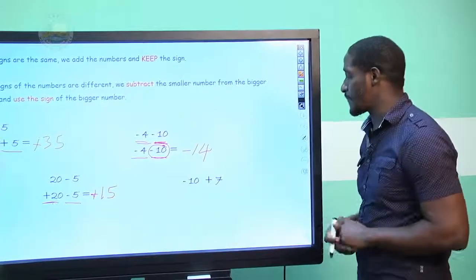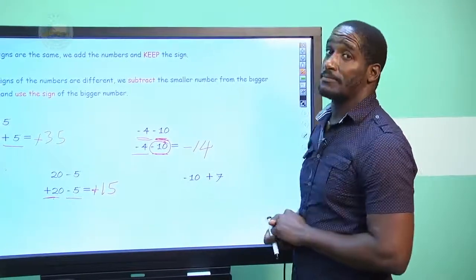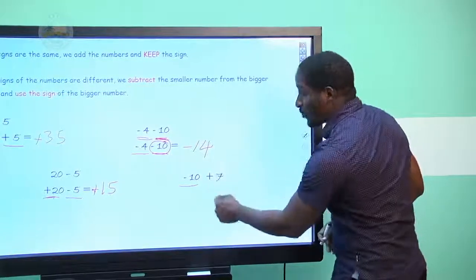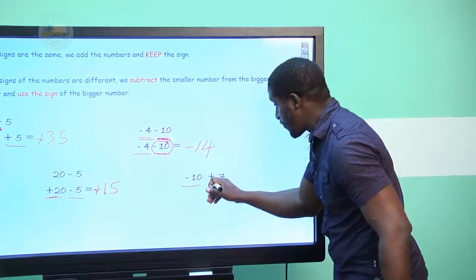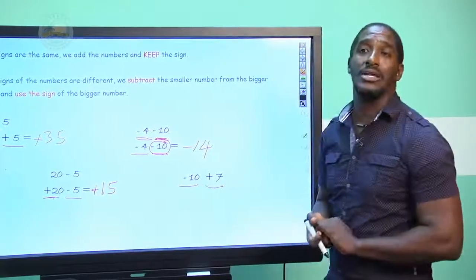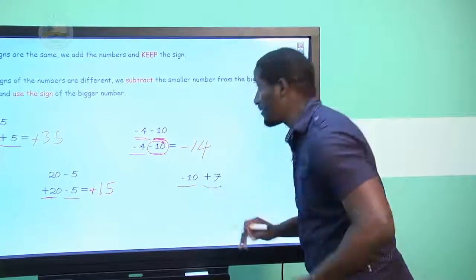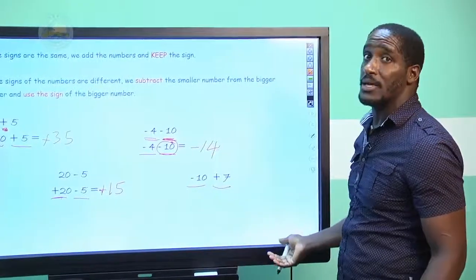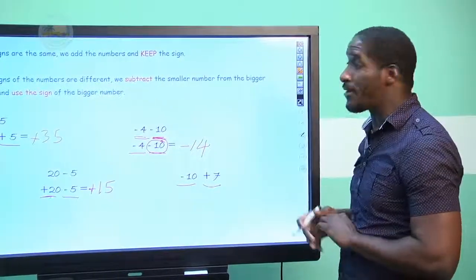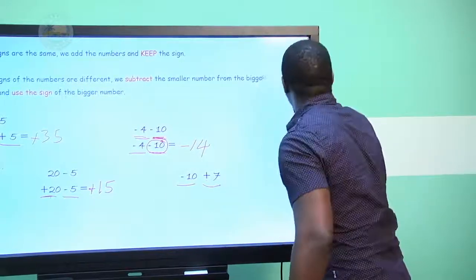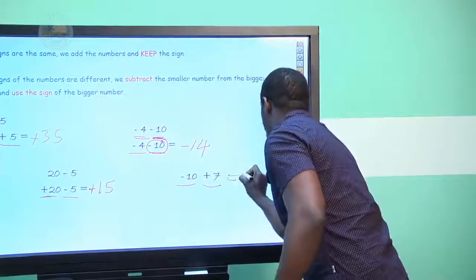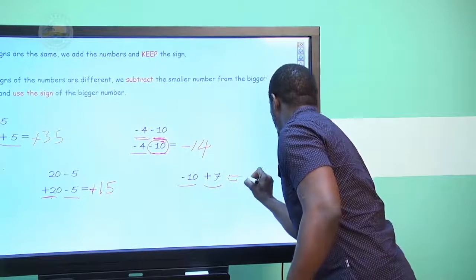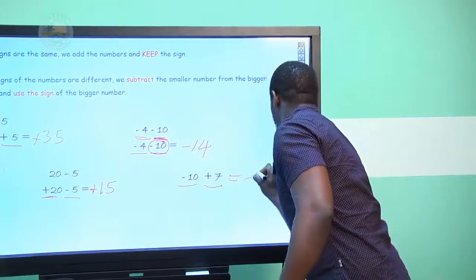Look at this example here again. Negative 10 plus 7. The sign on the 10 is negative. The operation between the two numbers is addition. This operation is going to be assigned to the digit that comes after. So it's negative 10, positive 7. If the signs are different, which rule do we use? We subtract the numbers. What is 10 minus 7? Subtract the smaller from the bigger and use the sign of the bigger number. This here is going to be equal to negative 3.